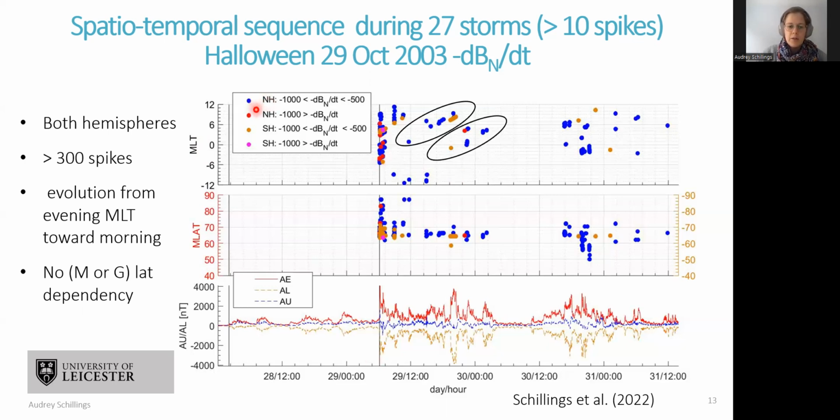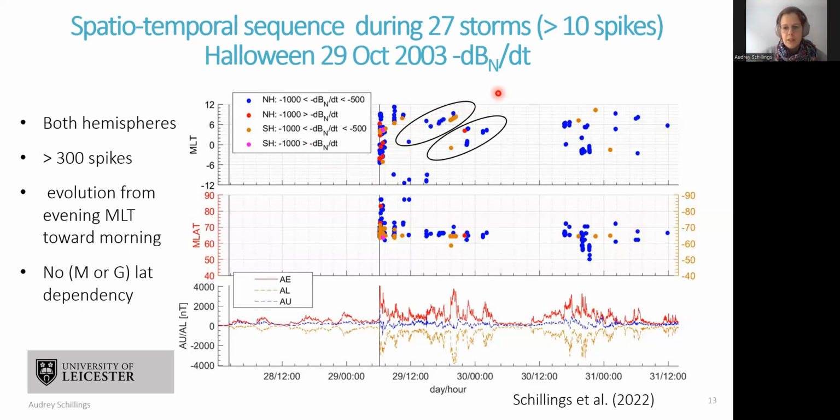So here you have all the spikes, meaning northern and southern hemisphere included, and the extreme and moderate spikes that I introduced at the beginning of the talk. And what we found is that the spikes are actually evolving from the evening sector, which is over here, towards the morning sector in MLT.